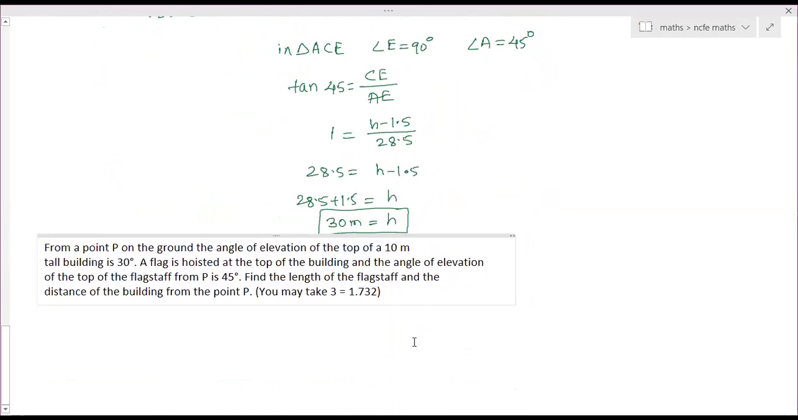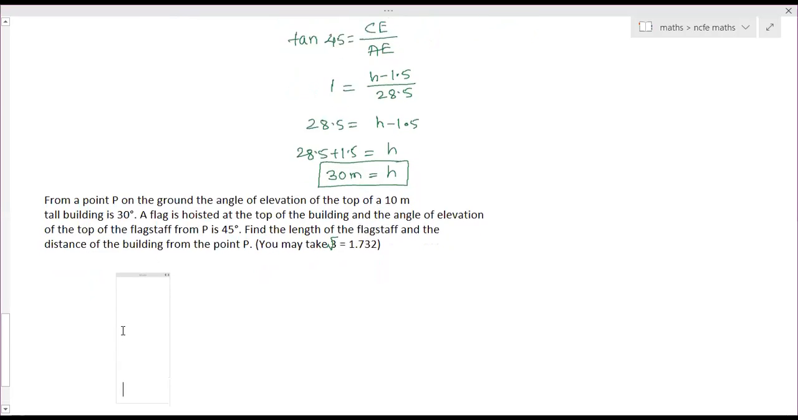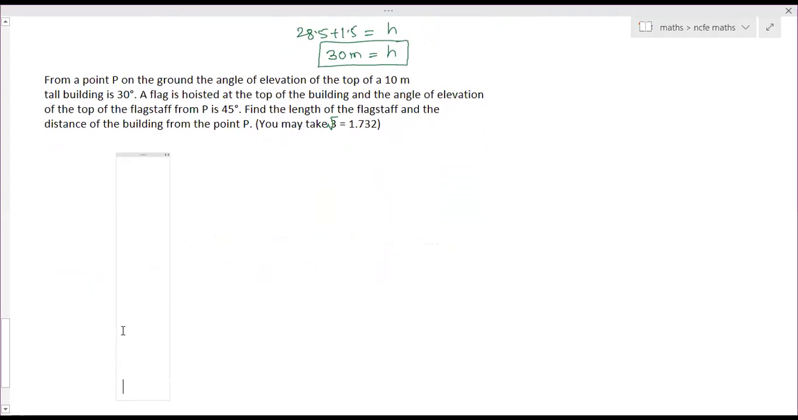The next question. Now, somewhat more on this one. There are two triangles. Earlier it was one triangle only. Now we have two triangles. From a point P on the ground, the angle of elevation of the top of a 10-meter tall building is 30 degrees. A flag is hoisted at the top of the building. The angle of elevation of the top of the flagstaff from P is 45 degree. Find the length of the flagstaff and the distance of the building from the point P.